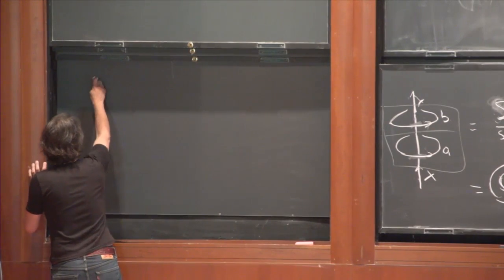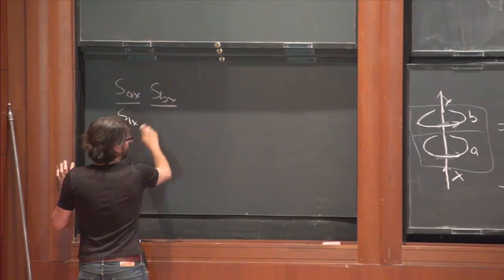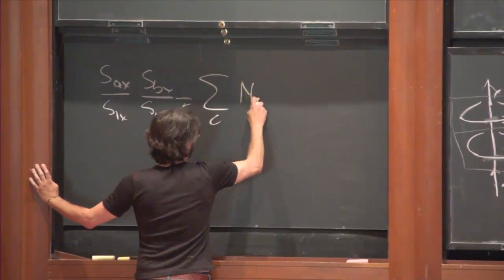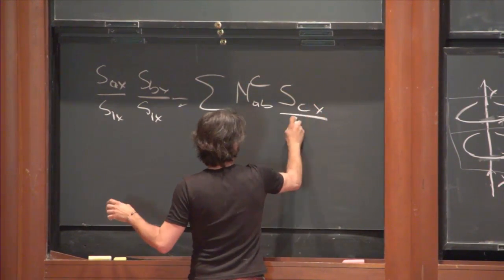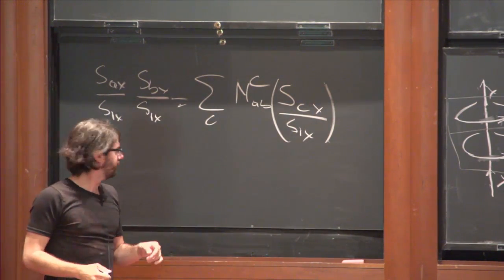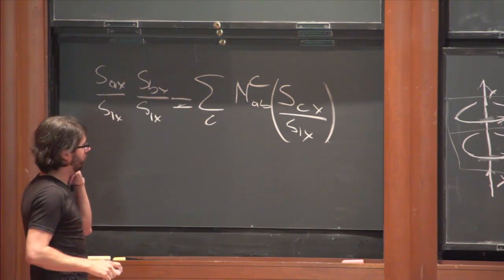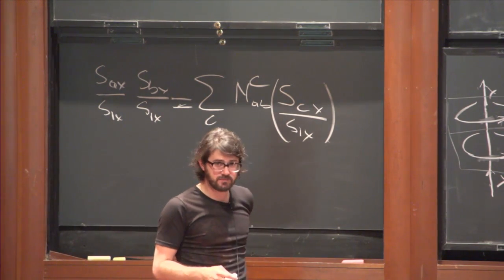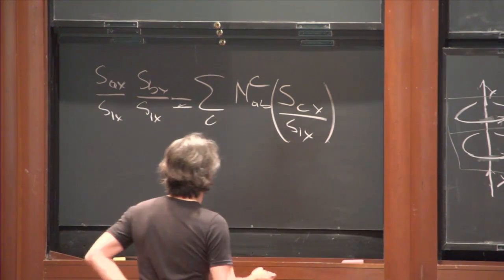Okay, so what we've proved is that SAX over S1X times SBX over S1X is equal to the sum over C of N_ABC times SCX over S1X. So this is called the Verlinde formula. And what it tells you is something very remarkable. It tells you that the S matrix gives the eigenvectors and the eigenvalues of the fusion coefficients.